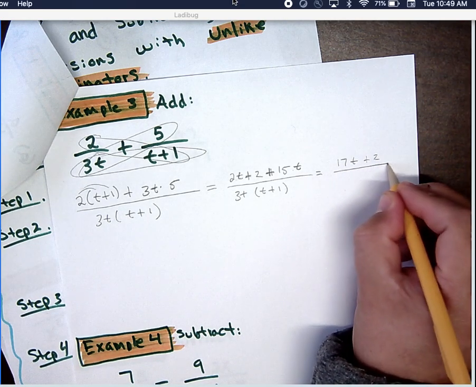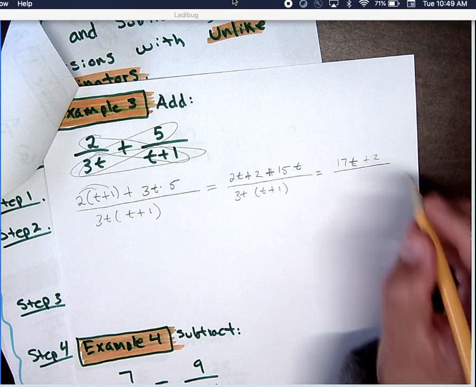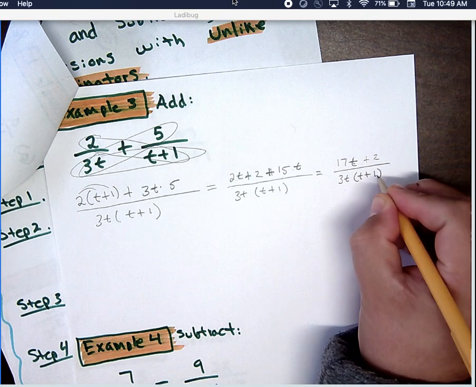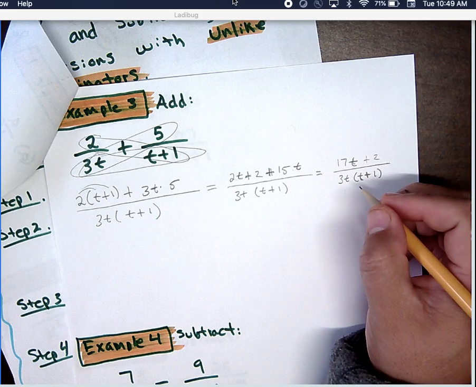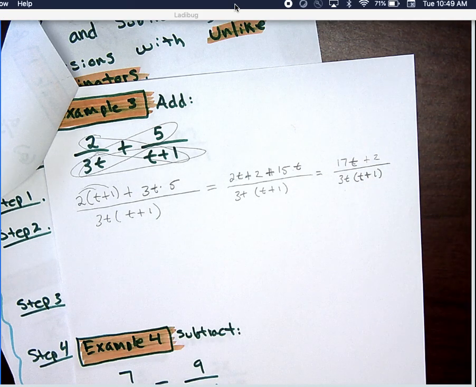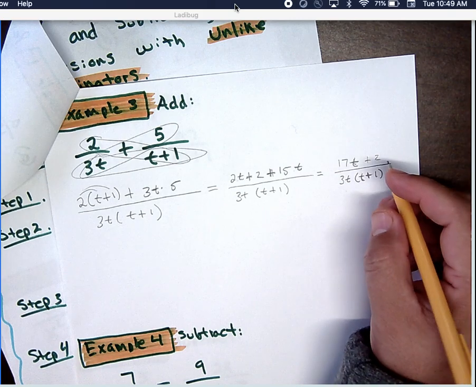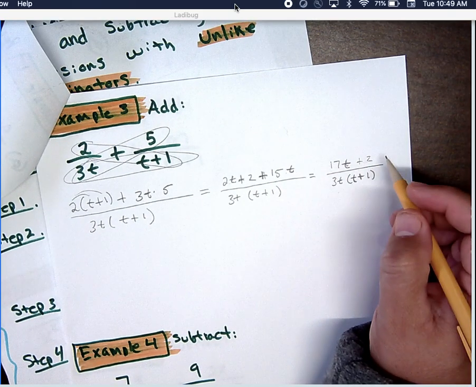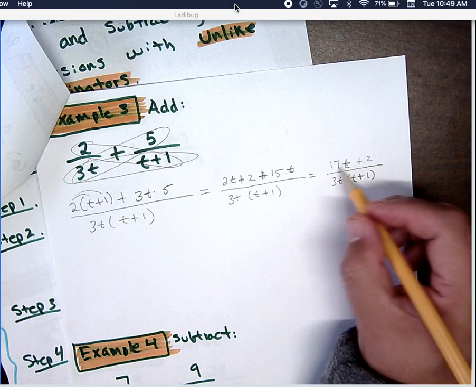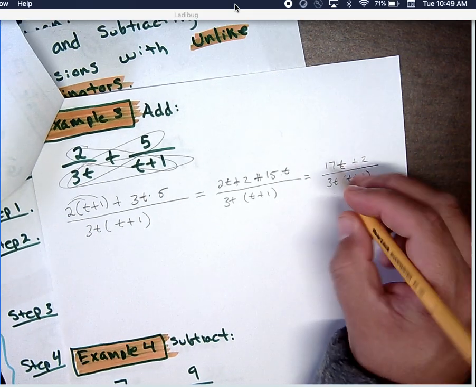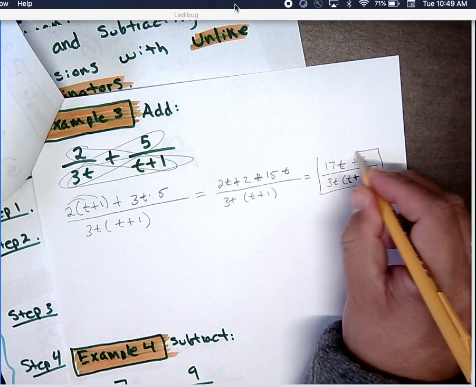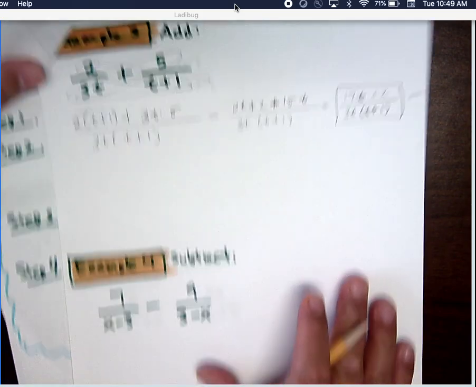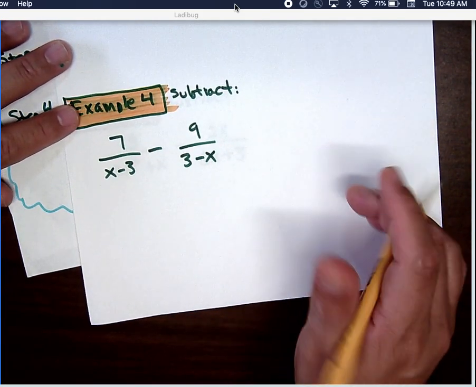And then over, so this is a t, and then we have 3t, t plus 1. And we can't do anything with this one. So that would be the answer, because we can't GCF anything from here, not the numbers, not the letters. So that would stay like this. There's nothing else we can do. That one was easier.